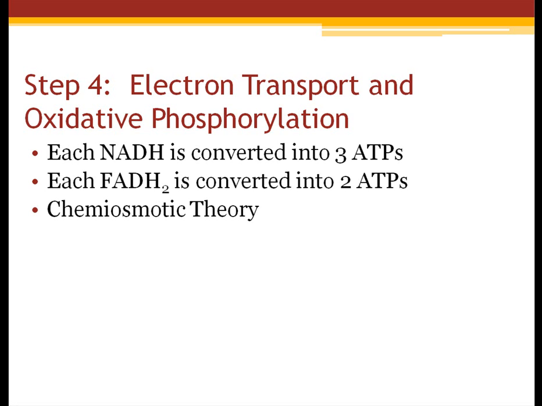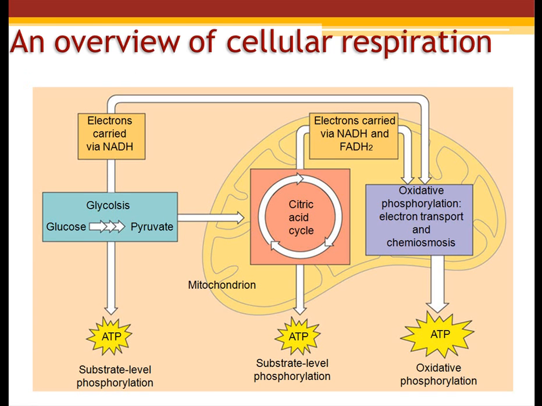The process of making these ATPs is what's known as the chemiosmotic theory. Chemiosmosis is the process of allowing electrons to travel down a series of proteins, and it is this flow of electrons that actually allows for the production of ATP to occur. As you can see here, this fourth step, my apologies, actually occurs in the membranes of the mitochondria.